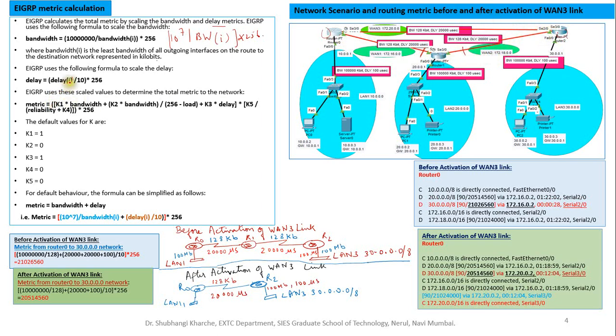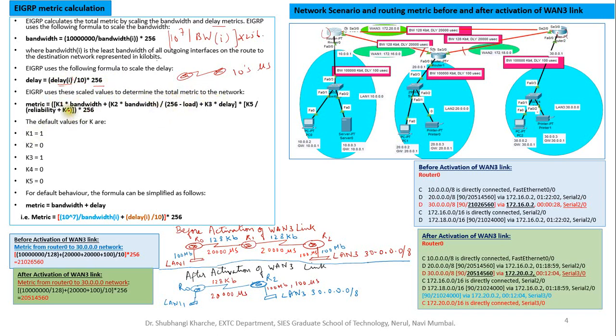So here the delay is a cumulative delay, and it has to be divided by 10, because in EIGRP the delay which is available on the links between the routers is in tens of microseconds. So we need to divide this cumulative delay by 10 and multiply it by a factor of 256 in order to scale the value of calculated delay. Then EIGRP uses these scaled values to determine the total metric to the network.